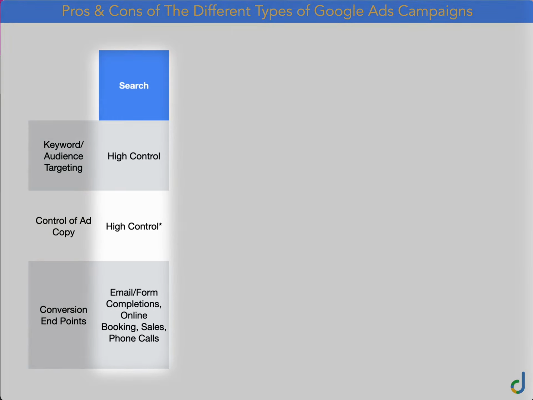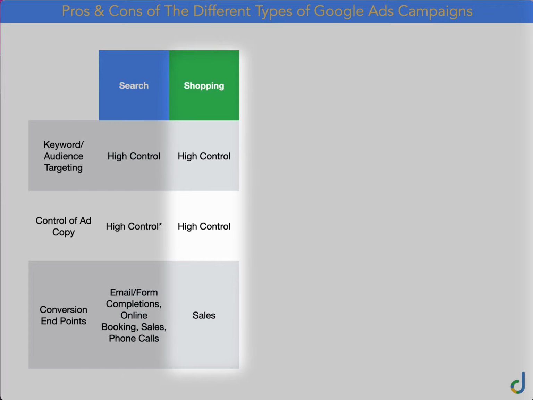So for search, you've got a high level of control around the keyword targeting. So you can not only have exact match targeting, but you can also add in negative keywords. You've got a high level of control over ad copy. Now, the reason why I put that little asterisk there is that it's not the same amount of control as what you previously had, but out of all the different types of campaigns, it's the highest control that you've got. And the conversion endpoints is really anything from emails to form completions to booking sales calls to phone calls, whatever you want to do.